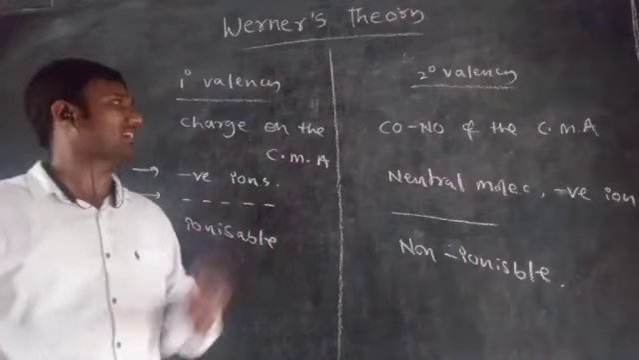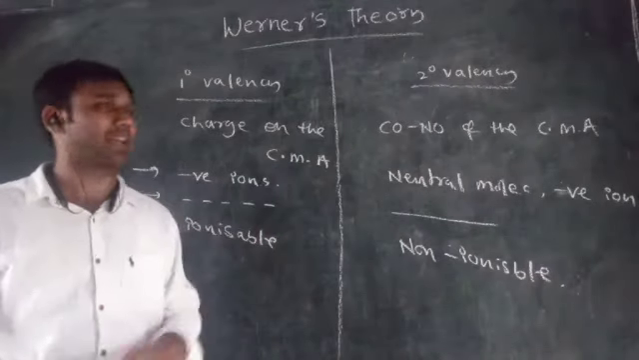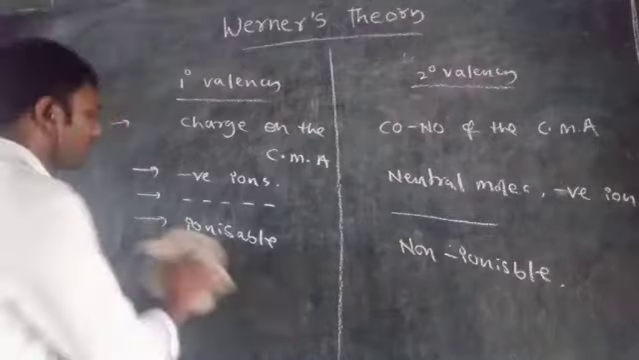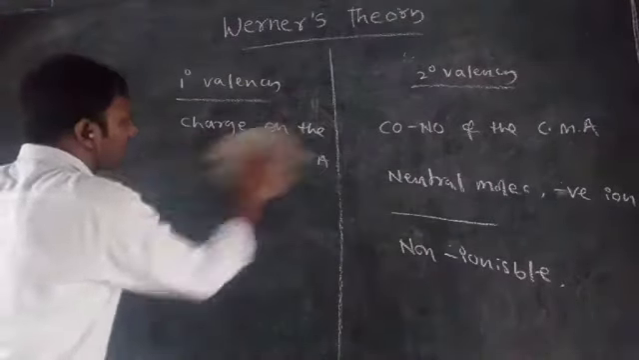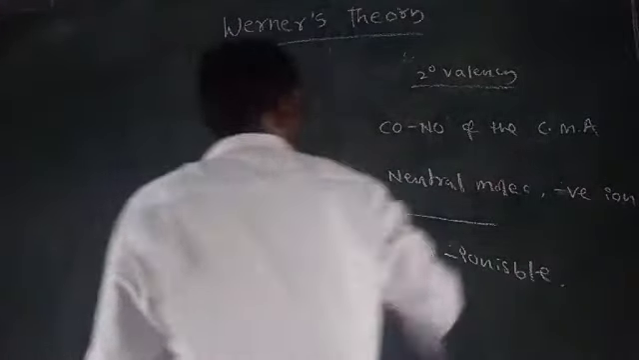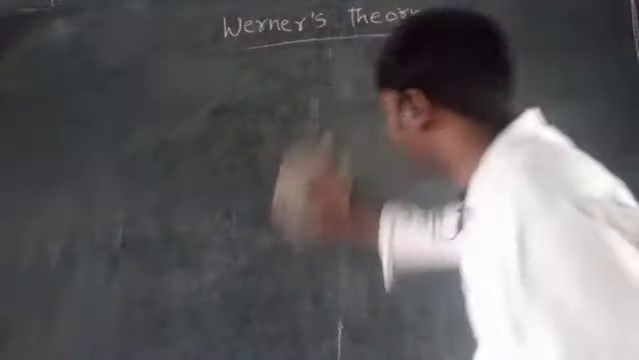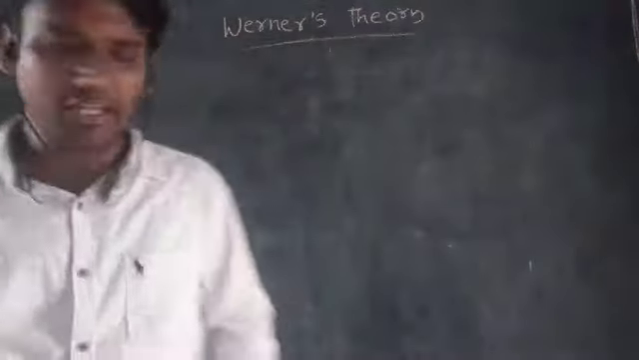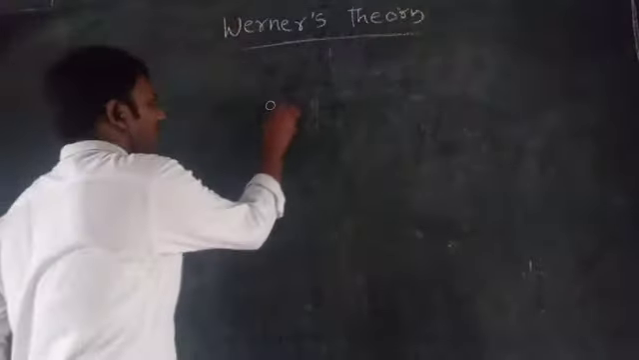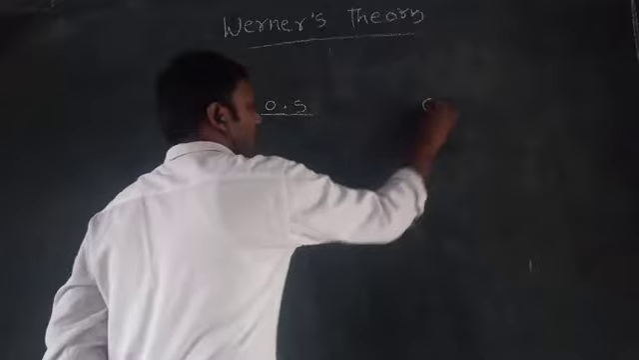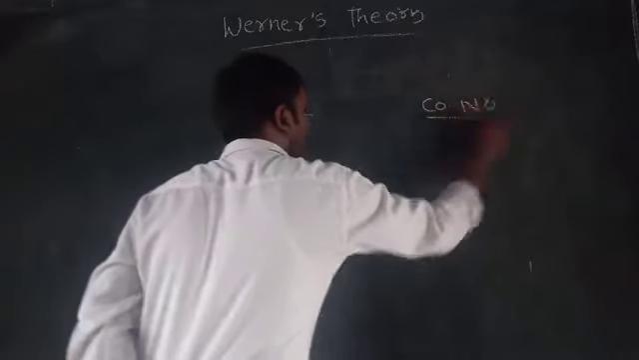Now we are going to discuss how we can apply this in coordination complexes. If you know the oxidation state or charge of the central metal atom, we can predict the coordination number of that particular central metal atom.